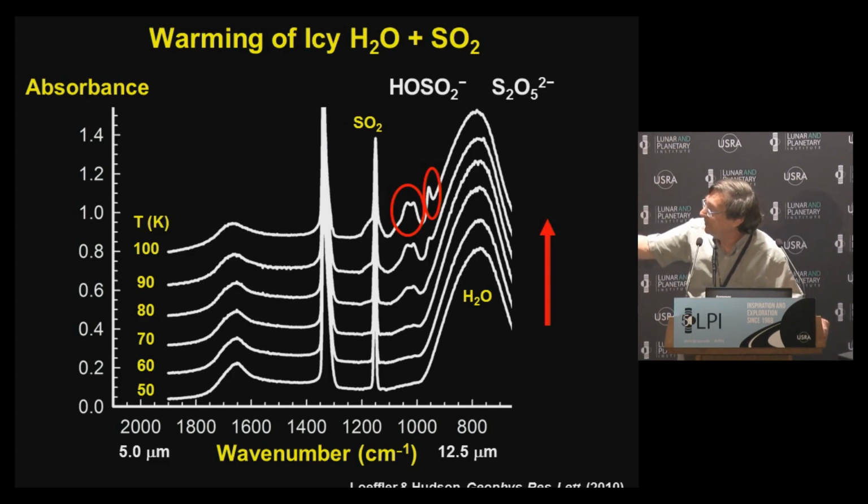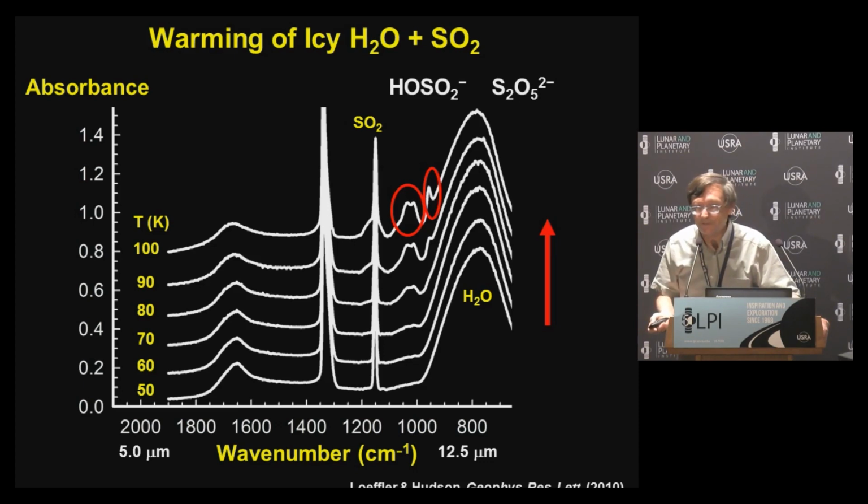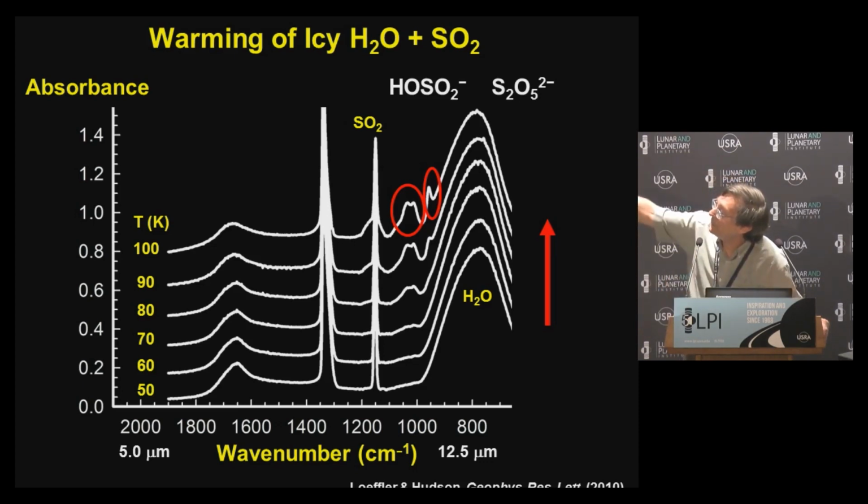H2O, SO2, the flat region right here is what I want to focus on. I think this sample's actually made it to about 20 K, but it doesn't really matter. You don't get into any action until you get about 50 or 60. You see a little bump here, bumps here, and you can identify these things as bisulfite. The bisulfite ion, and if you have enough, you can actually make this one over here, which is called metabisulfite.